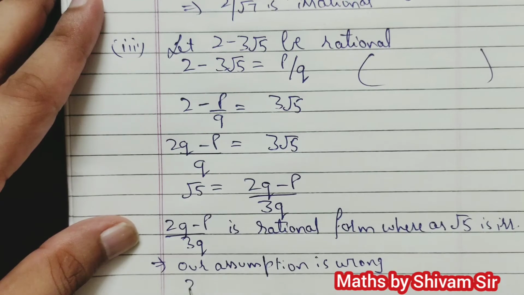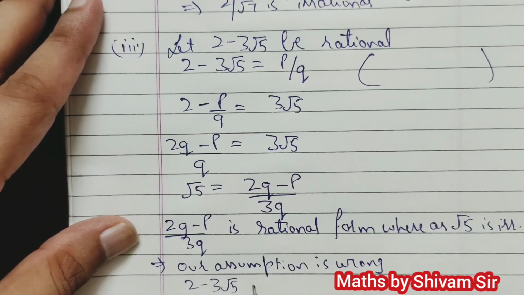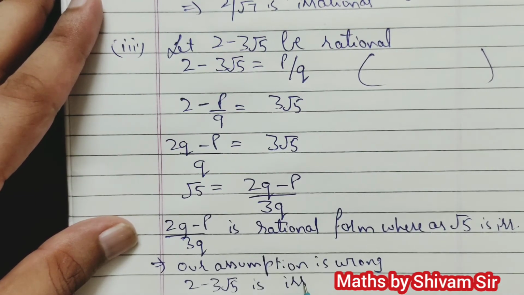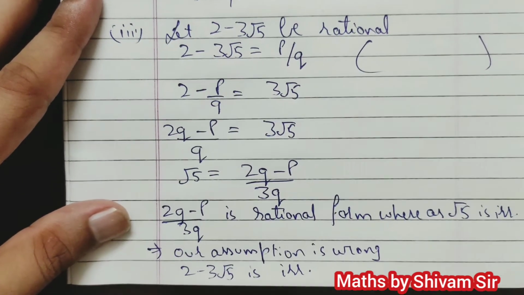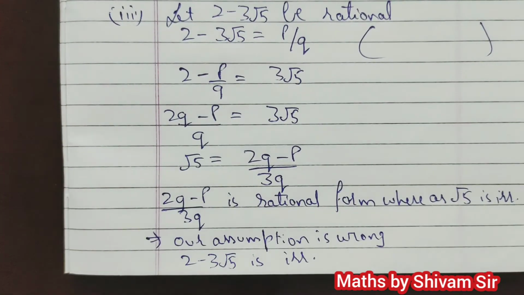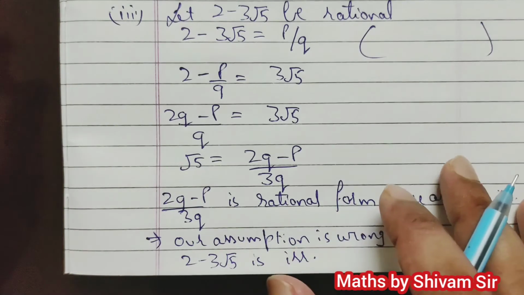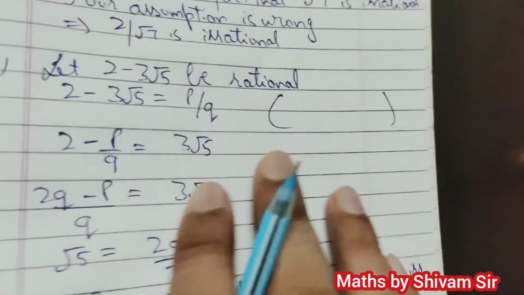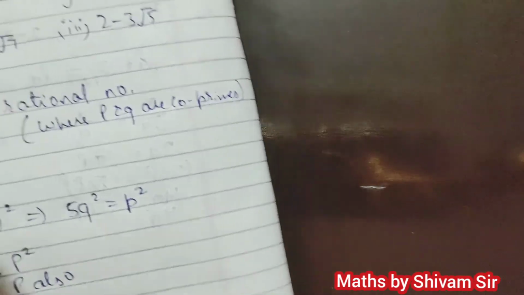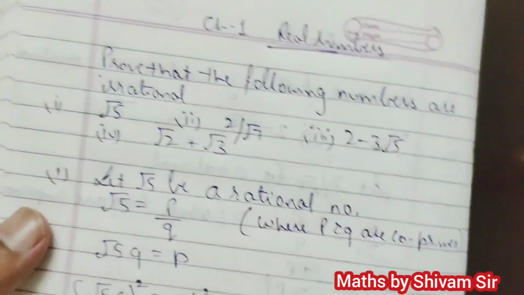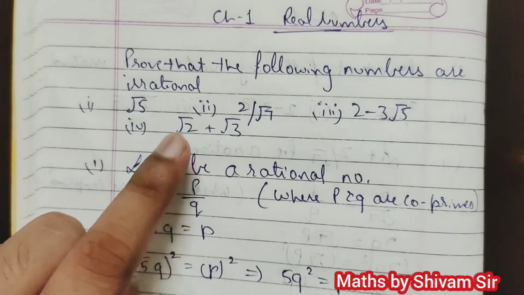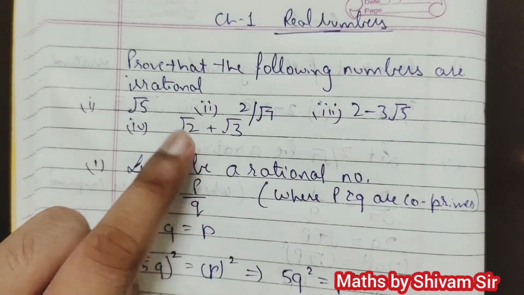So simply, 2 minus 3 root 5 is irrational. So this is our solution. So just pause the video to note it down. Easy, very easy solution it is. So let's move on to the next part. So next part, what do we have? Root 2 plus root 3. This is one of the most difficult parts and most commonly asked in board exams.